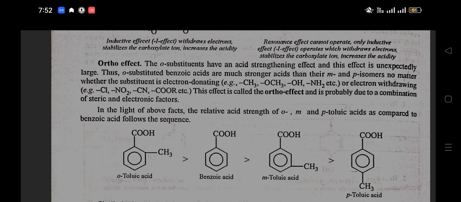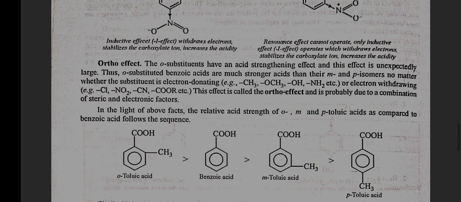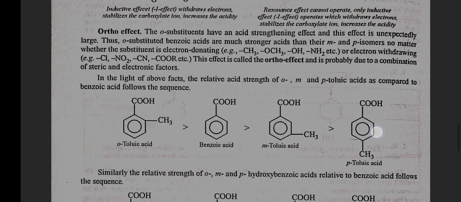Ortho effect. The ortho substituents have an acid strengthening effect, and this effect is unexpectedly large. Thus, ortho substituted benzoic acids are much stronger acids than their meta and para isomers, no matter whether the substituent is electron donating or electron withdrawing. This effect is called ortho effect and is probably due to the combination of steric and electronic factors.